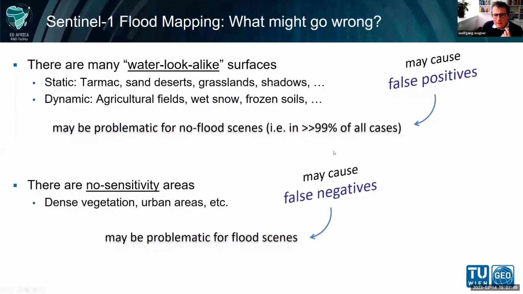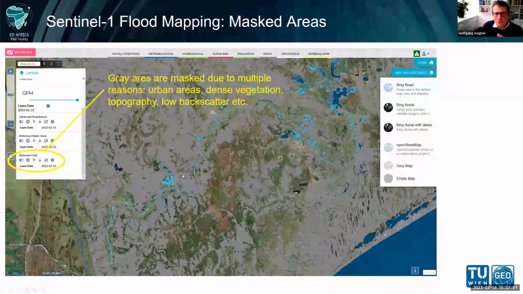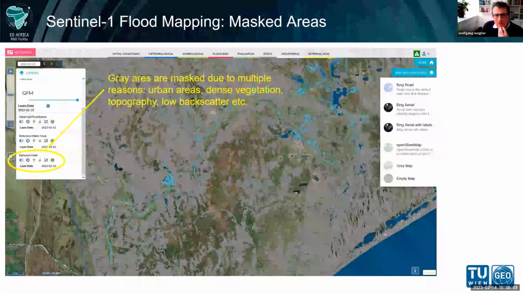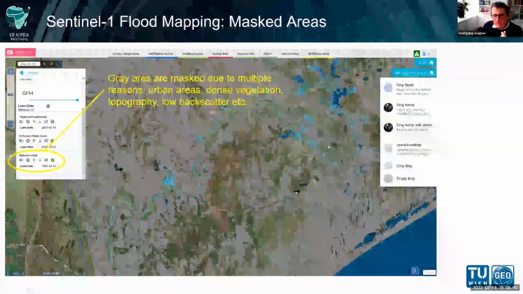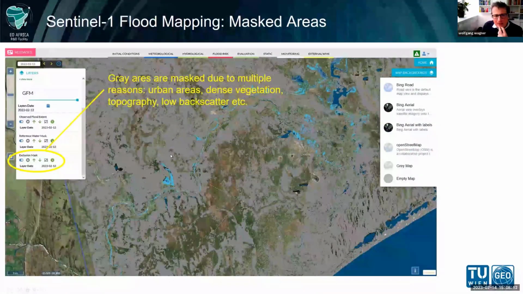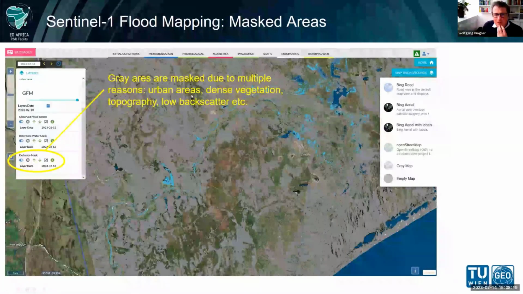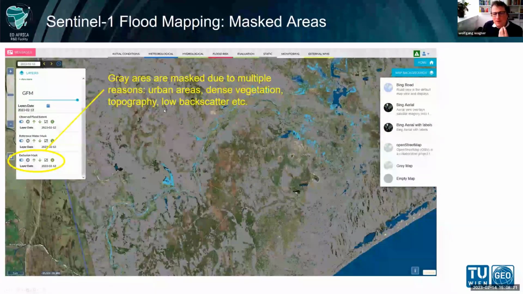What we try to do in the global service is that along with the flood product, we also provide exclusion layers where we exclude areas for whatever reasons we believe is not possible to map water correctly. And I show again the same image from before of the ongoing flood right now in Mozambique. And you see with the gray areas, actually quite a lot of areas have to be masked, for example, because they're urban areas, because there's dense vegetation.